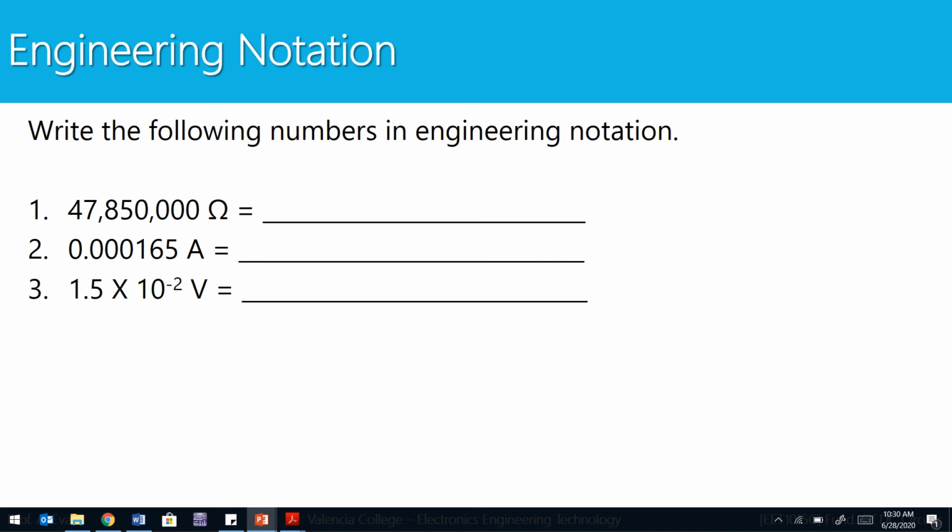So here's the answer for number 1. You've got to move the decimal point 6 places to the left, giving you 47.85 times 10 to the 6th, or 47.85 mega ohms.